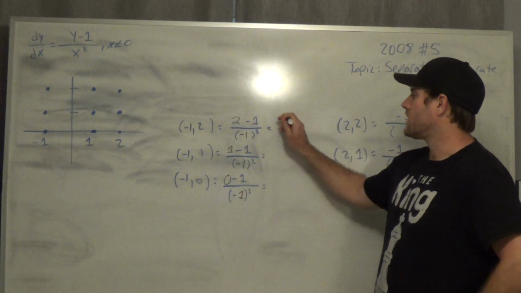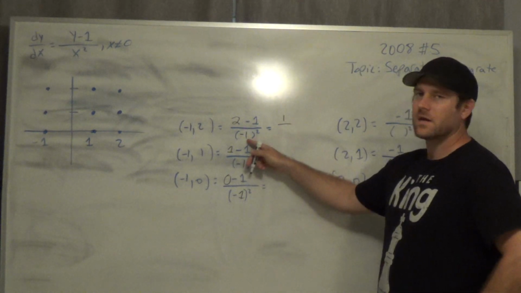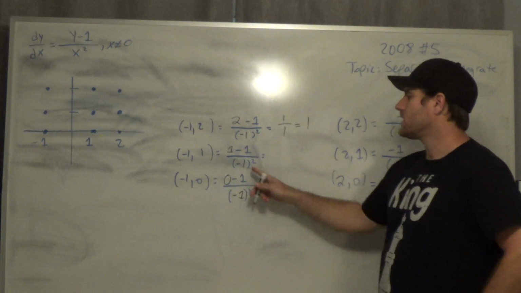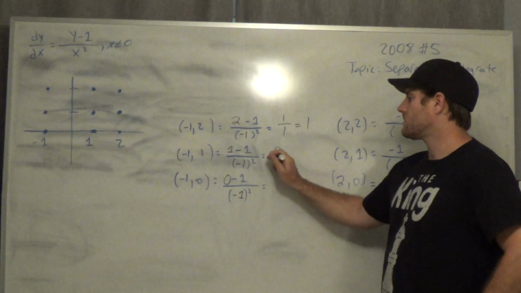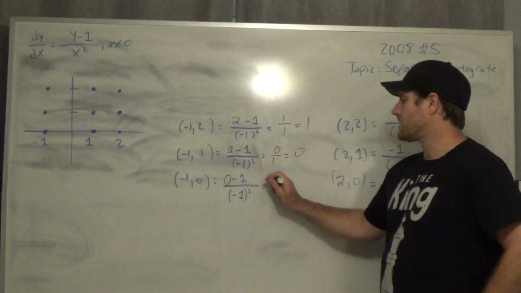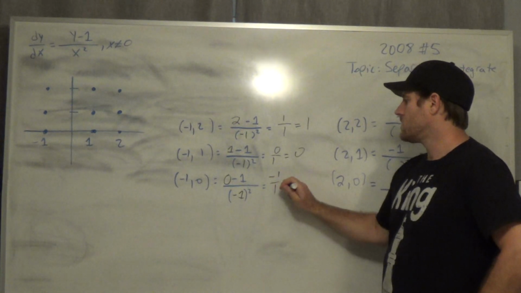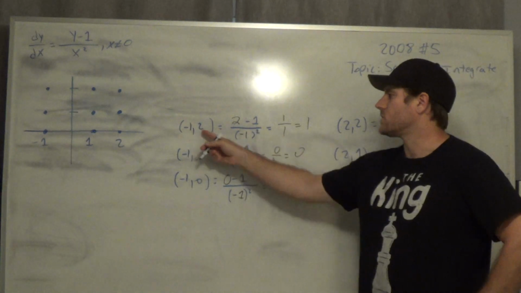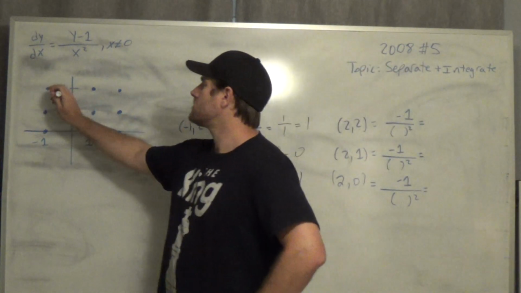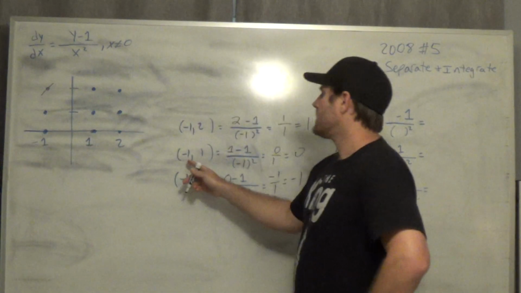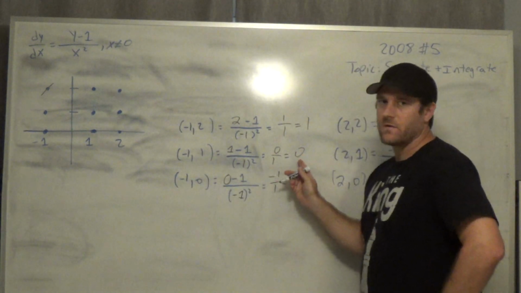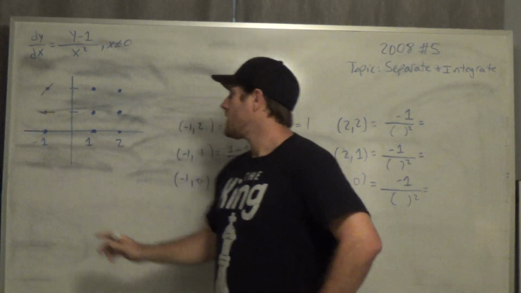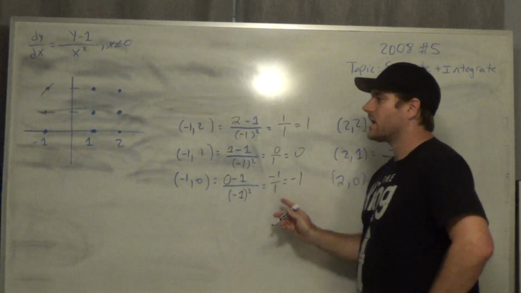So on the top I get a 1, and on the bottom negative 1 squared is simply a 1. So 1 over 1 gives me a slope of 1. Here I get 0 over 1, which is a slope of 0, and then lastly we get negative 1 over 1, which is a slope of negative 1. So I'm going to first go to negative 1, 2 and make a slope of 1. And then negative 1, 1 and make a slope of 0. That's a horizontal slope. And then lastly here we get a slope of negative 1.